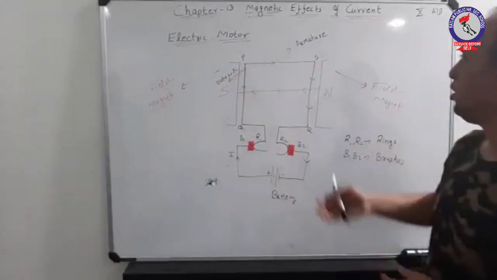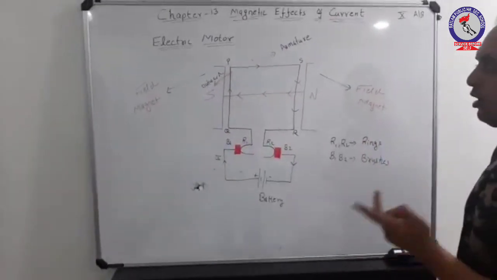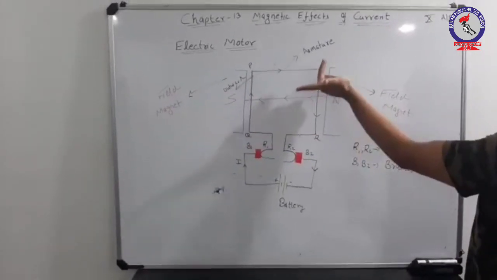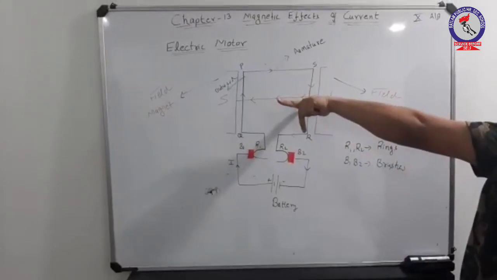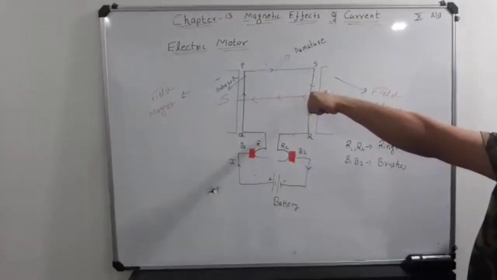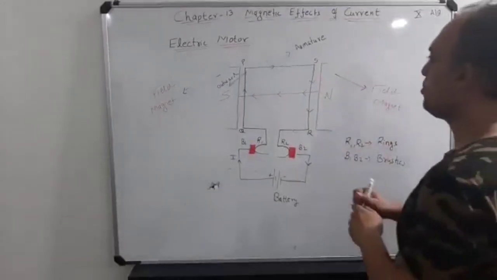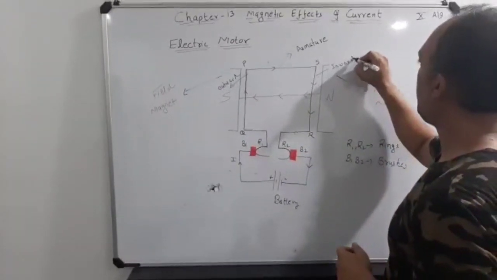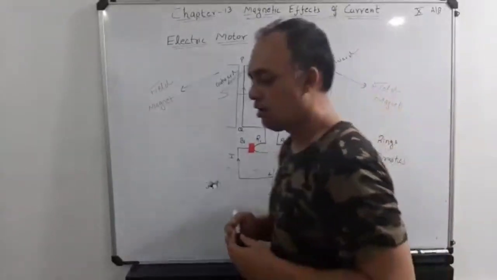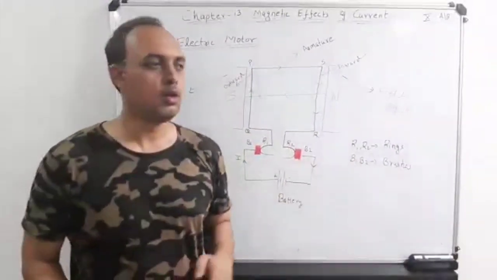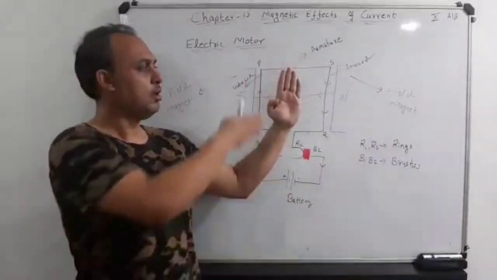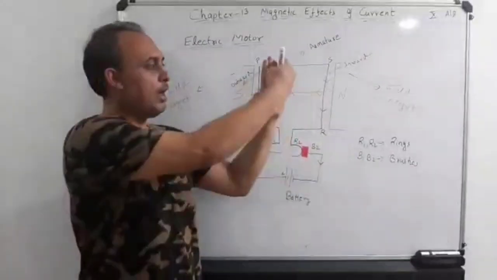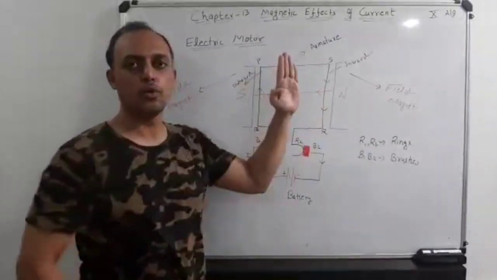Now moving on to the conductor SR, again the direction of field is from north to south. Current in SR is going downwards. So my thumb is pointing inwards, which means this conductor SR will experience a force inward. So as you can observe, this arm is experiencing a force outwards and this arm is experiencing a force inwards.